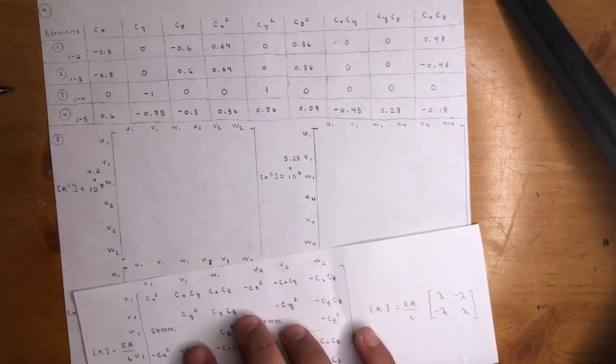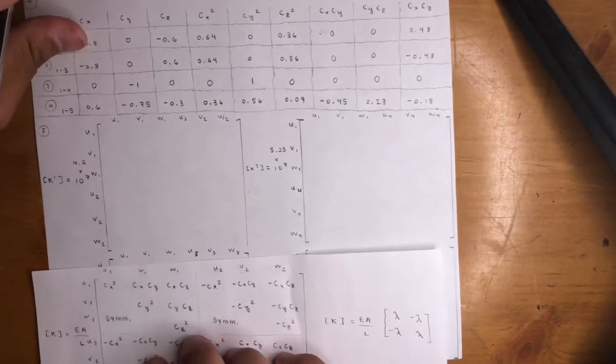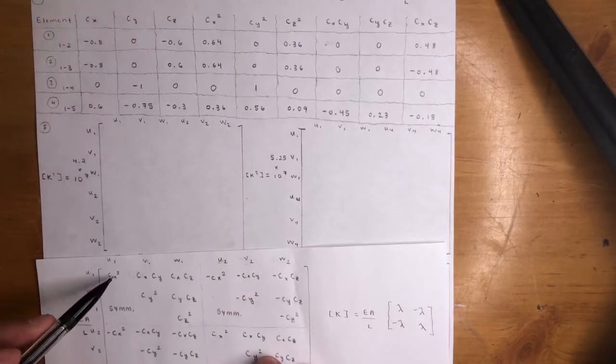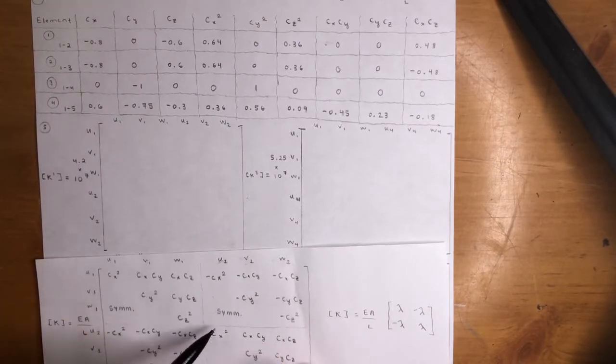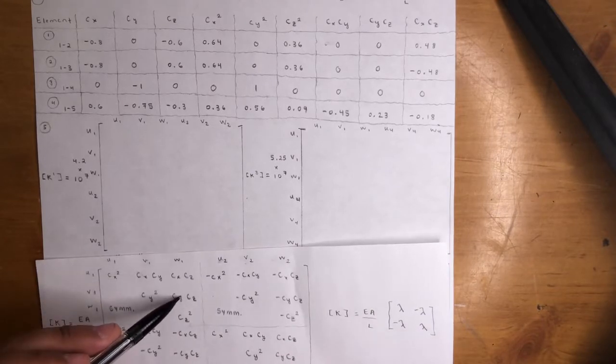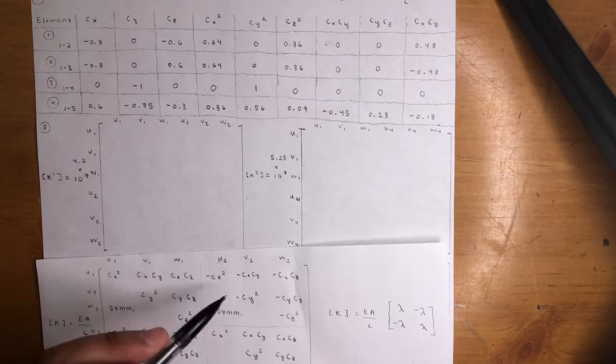So look, for each matrix, let's do element 1 first, okay? Now make sure you can see the paper right there. So we will need cx squared, cy squared, cz squared, cx squared, cy squared, cz squared, then cxy, cyz, and then cxz here, and it's all symmetrical, okay?